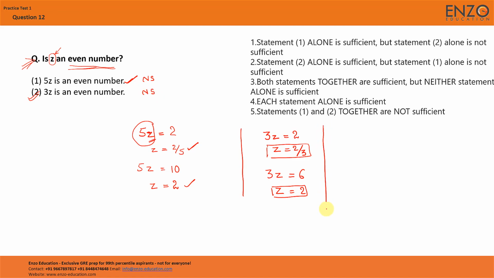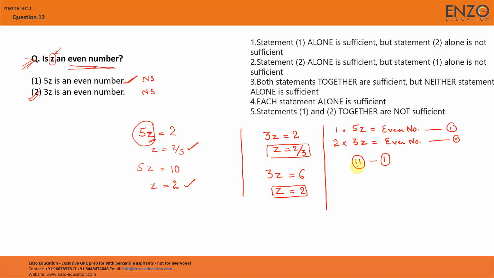Now let's combine these two statements and check if we can get the nature of z or not. From the first statement, we know that 5z is an even number, and from the second statement we get that 3z is an even number. Now we need to find what z can be. In order to do that, let's name this equation 2 and this equation 1. Let's multiply 2 with equation 2 and 1 with equation 1, and subtract equation 1 from equation 2.